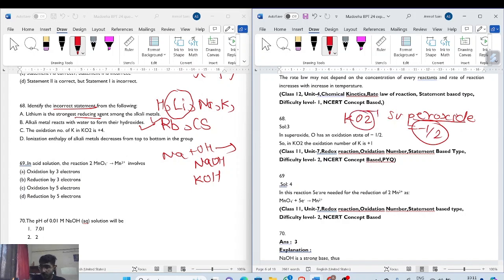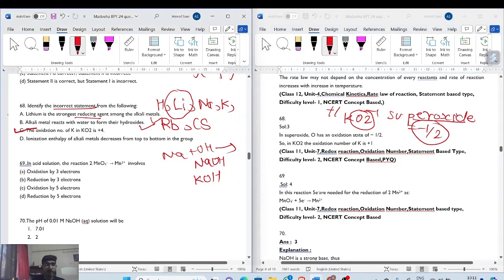When total charge on oxygen is -1, then correspondingly the charge on potassium will be +1, because both positive and negative should be balanced here. So charge will be +1, not +4. So this is our answer and the incorrect statement.